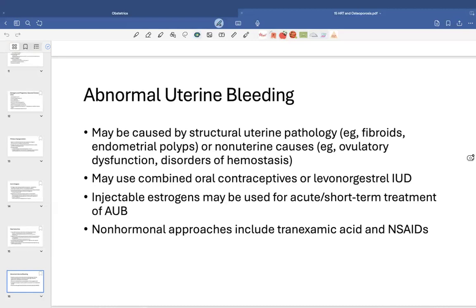Or you can go the non-hormonal route using drugs for bleeding such as tranexamic acid. Tranexamic acid, if you recall, opposes the action of clot-busting drugs like tPA alteplase. So that helps for bleeding. And tranexamic acid is often given for 5 days out of the menstrual cycle during the bleeding. Really effective.